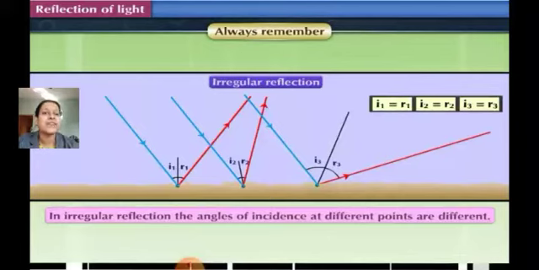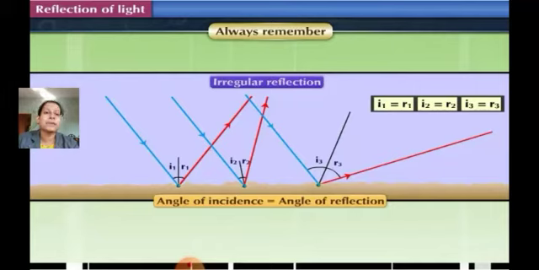So in irregular reflection, the angles of incidence at different points are different, and the angles of reflection at different points are different. But the angle of incidence is equal to the angle of reflection at a particular point. Again and again I am stressing this point. At different points they are not equal, because I1 is not equal to I2 is not equal to I3, and therefore though I1 may be equal to R1, R1 may not be equal to R2 or R3.